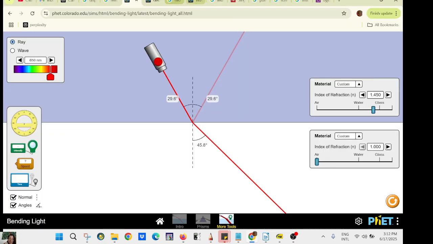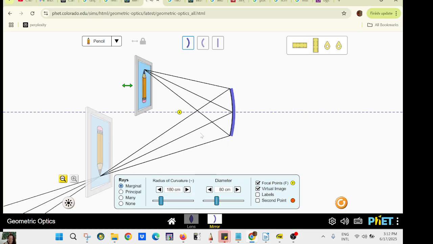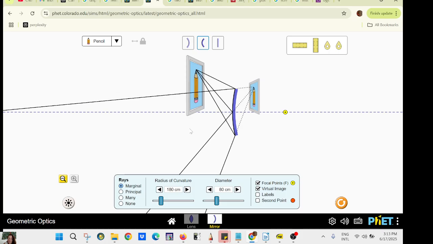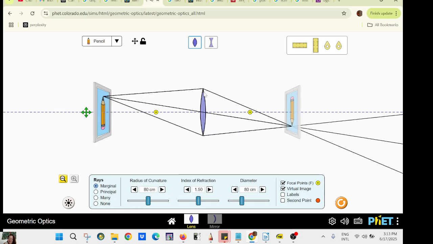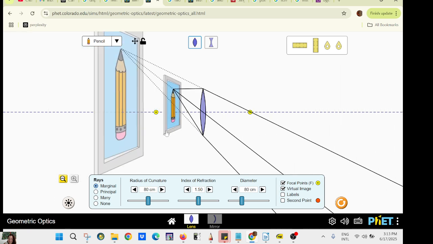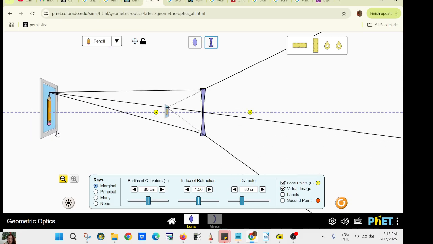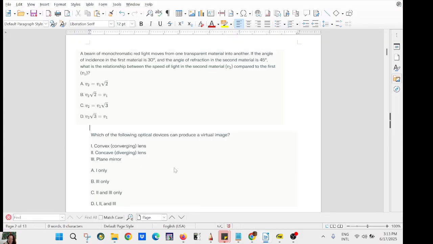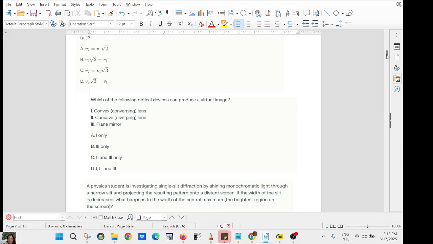Again, you can use PhET, which is convenient. You see here you have the image. The image here is real, because it's not beyond the mirror. If you bring it here, that will be virtual. That's a concave mirror. If you have a convex mirror, you always have a virtual image, upright. If you have a convex lens and the object is inside the focal point, it's going to be virtual. And with a concave one, the image is always virtual. So the answer is 1, 2, and 3.